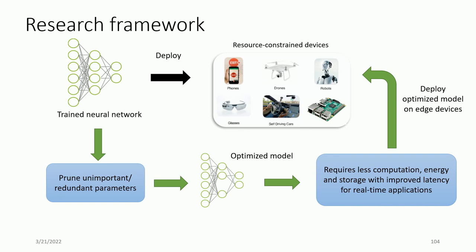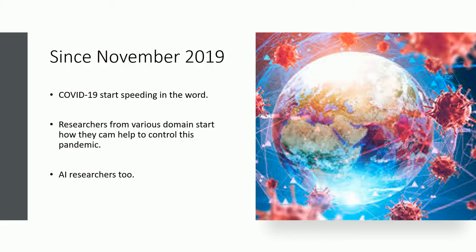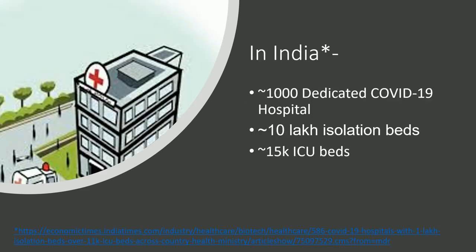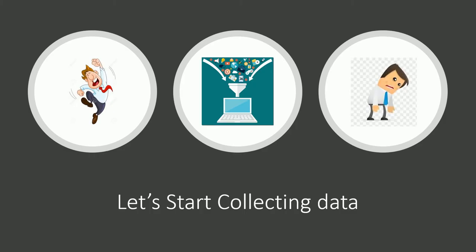And so that we can deploy that in mobile phones, drones, robots, glasses, self-driving cars, or Raspberry Pis or Arduinos, to generate automated devices. So this is the year of COVID-19, and so many things happened, like diagnosing of patients, identifying who is at more risk, developing drugs faster, finding existing drugs that can help us, and predicting the spread of disease and the next pandemic. So these are different things we have dealt with and are also dealing with in the corona times. So I can skip all of these things.